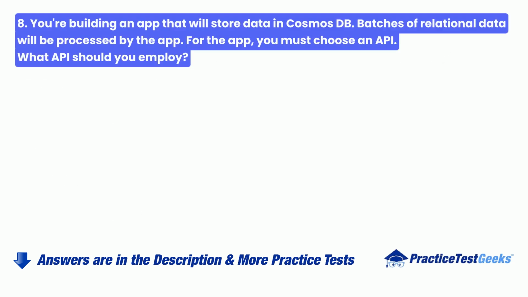8. You're building an app that will store data in Cosmos DB. Batches of relational data will be processed by the app. For the app, you must choose an API. What API should you employ?